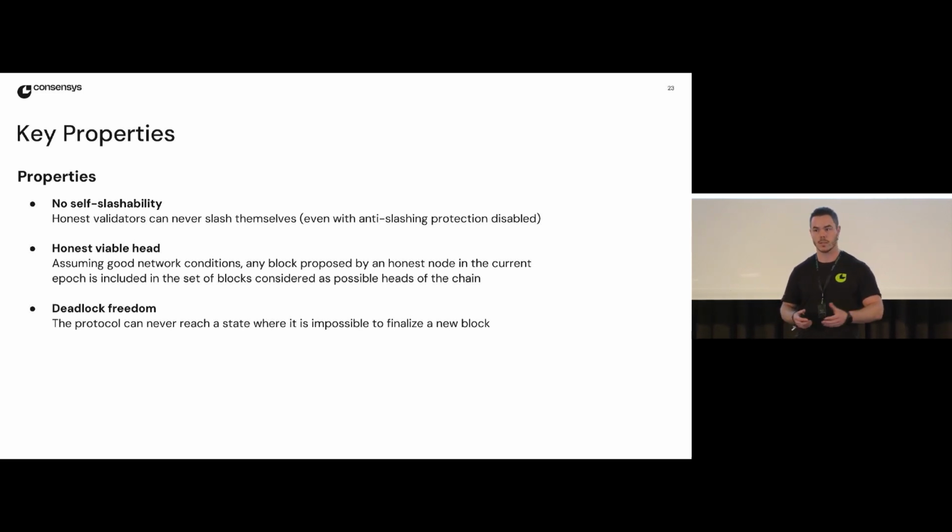Honest viable head, which says that if the network is good, a block proposed by an honest validator within the current epoch is always considered as possible head of the chain. Doesn't mean it will be chosen, but at least it's not filtered out. And block freedom, meaning that we can never end up in a state where it's impossible to make progress. Does not mean we'll make progress, but at least we know that we can make progress.